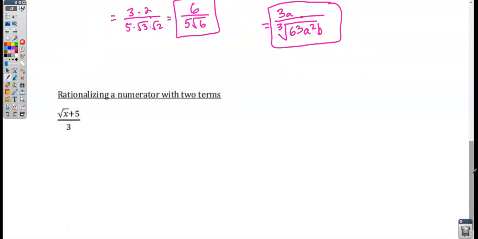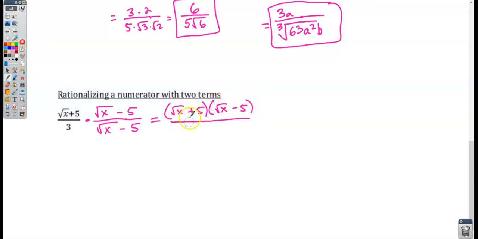Suppose we do this with a numerator with 2 terms. Just like when we were rationalizing denominators with 2 terms, we're going to want to use the conjugate. So we're going to multiply this by the square root of x minus 5, because that is the conjugate of the square root of x plus 5. We also multiply the denominator by that in order to preserve the value of the fraction. And then we're going to multiply these things out. In the numerator, I've got the square root of x plus 5 times the square root of x minus 5. And in the denominator, I've got 3 times the quantity square root of x minus 5.